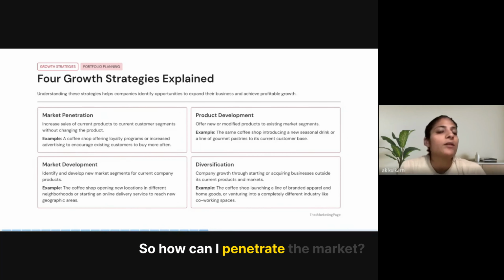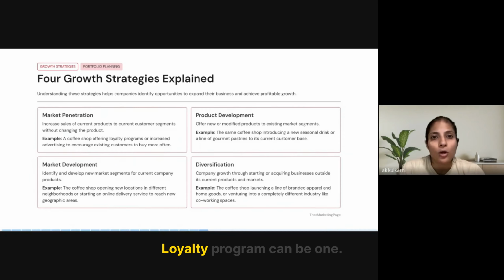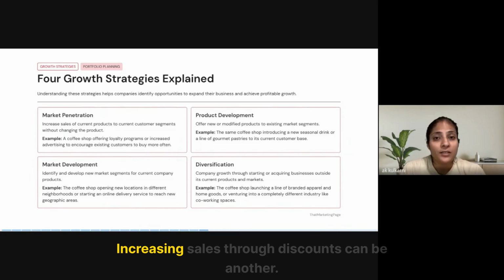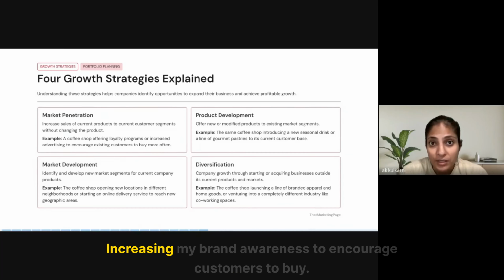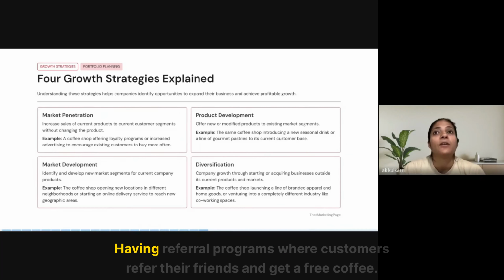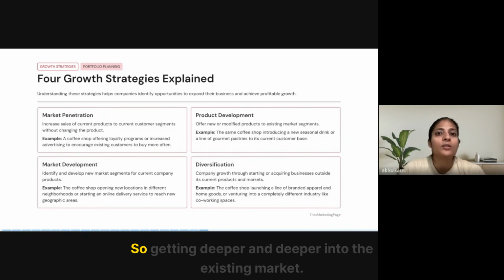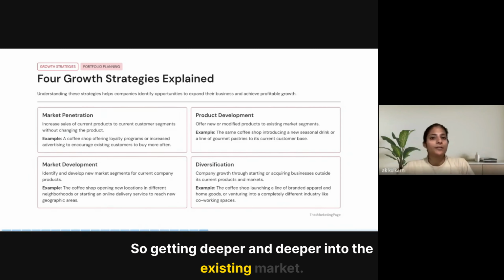So how can I penetrate the market? I can penetrate the market by making an attractive proposition to my customers. Loyalty program can be one, increasing sales through discounts can be another, increasing my brand awareness to encourage customers to buy, having referral programs where customers refer their friends and get a free coffee, that can be another. So getting deeper and deeper into the existing market.